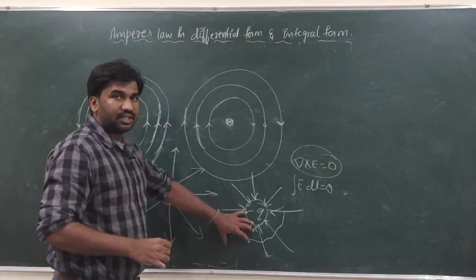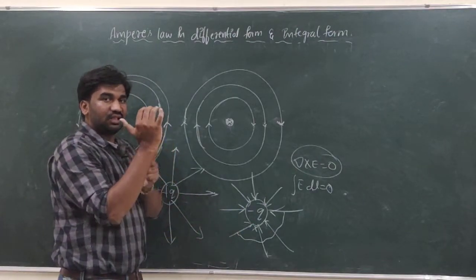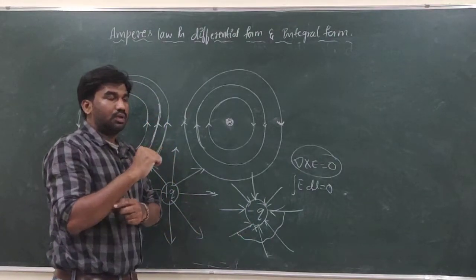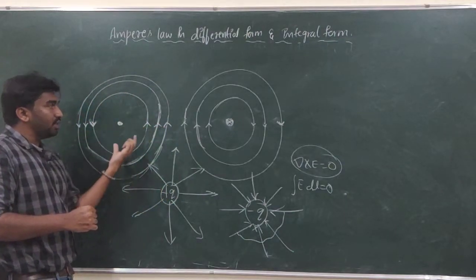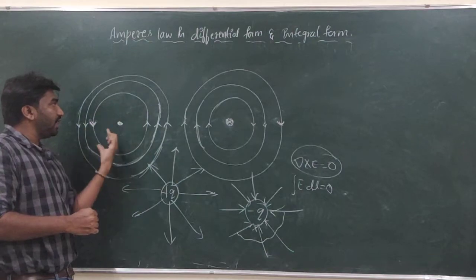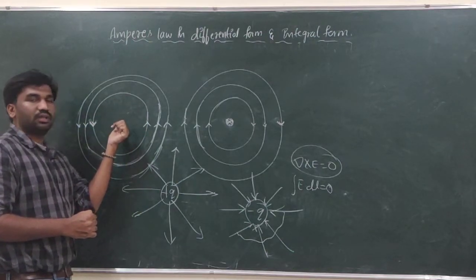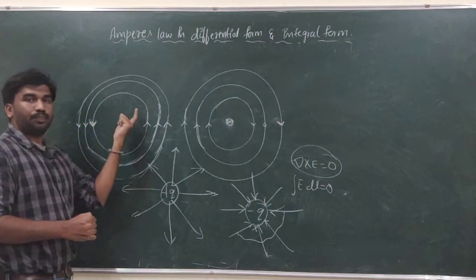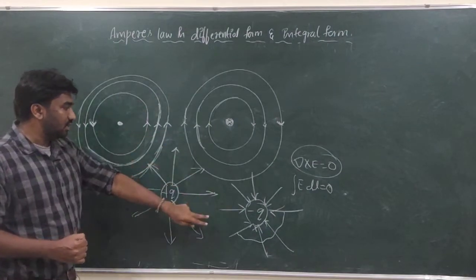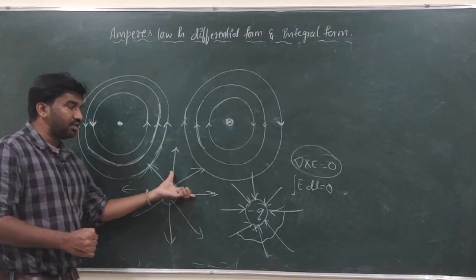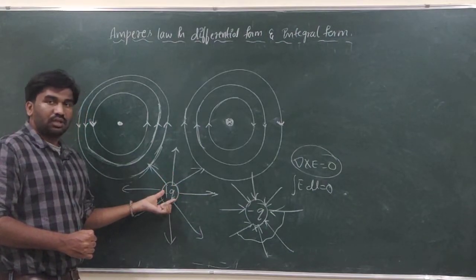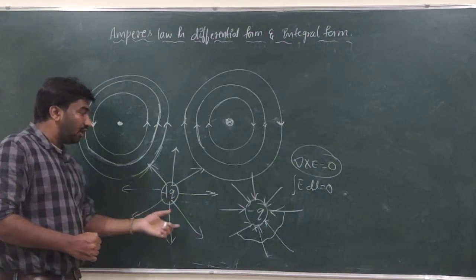We have seen in electrostatics that the electric field lines do not form a closed loop, but here our magnetic field lines form a closed loop. The magnetic field lines produced by this current form a closed loop. That is not the case in electrostatics, where the field lines diverge from a source charge and do not form a closed loop.